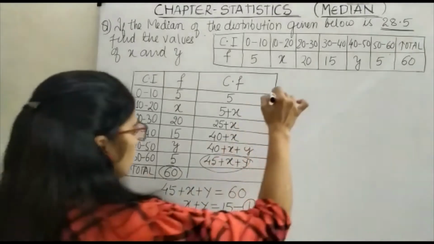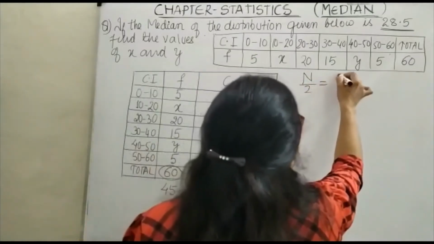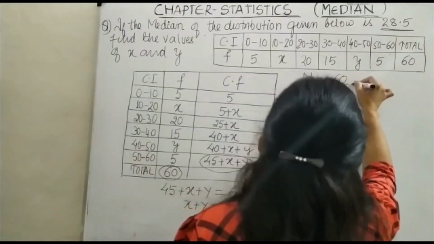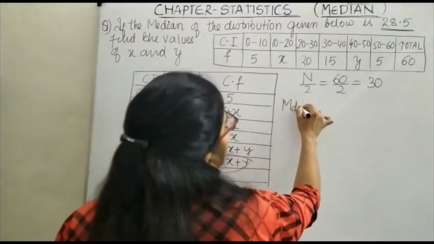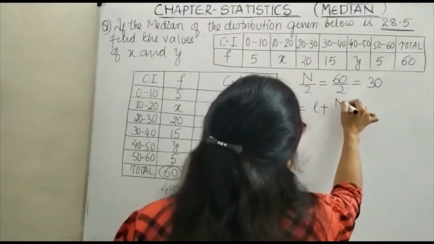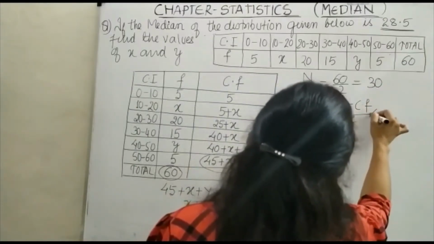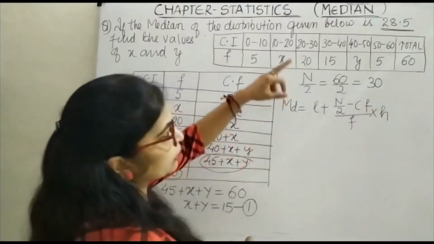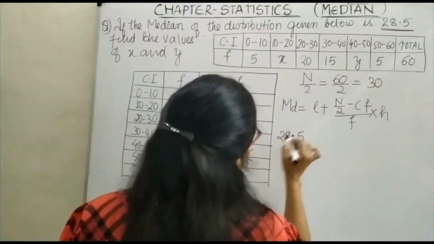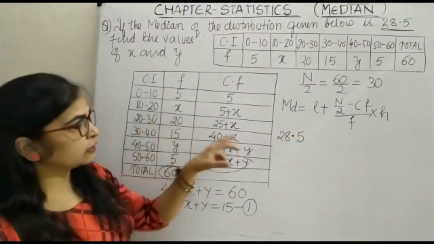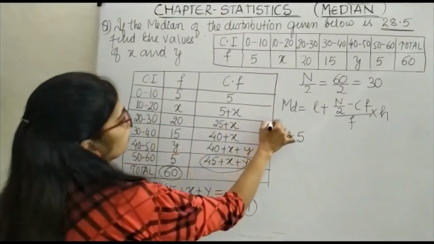Now let us find n upon 2. We know that n upon 2 is equal to 60 upon 2, and that is 30. The formula for median is l plus n upon 2 minus cf upon f into h. The median given to us is 28.5. Now see in which class interval this 28.5 lies. It lies between 20 to 30, so we will take this interval.